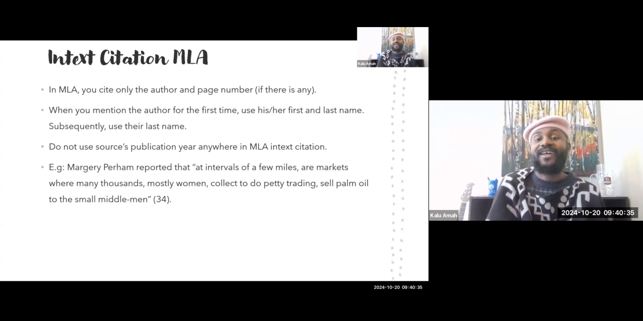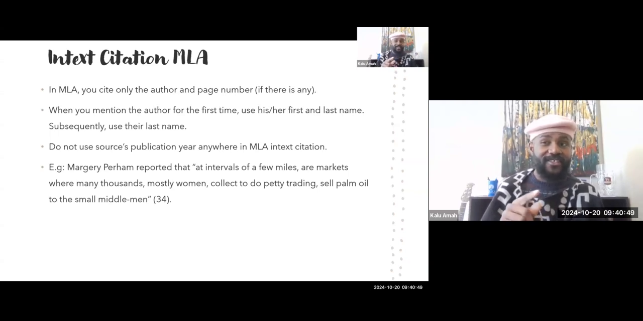Margaret Perham reported that at intervals of a few miles, a market where many thousands, mostly women, collect to do petty trading, sell palm oil to the small middlemen, and they just go ahead and put 34. And also look at the way they are presenting their page number. They are not using P. They just go ahead and write 34. And that will just be it.